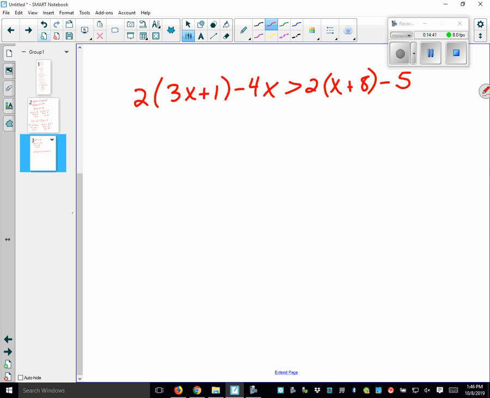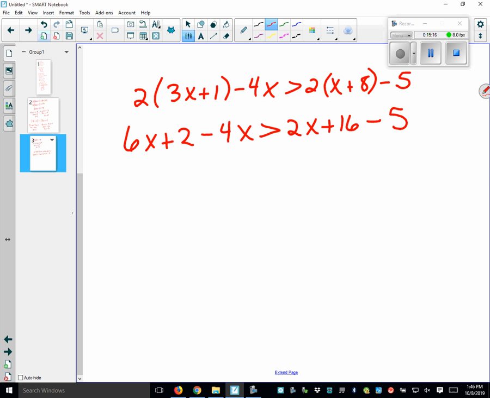Okay. Do you think to solve this, I should first get rid of all my parentheses? I do. Okay. So I have 6x plus 2 minus 4x is greater than 2x plus 16 minus 5. Right?